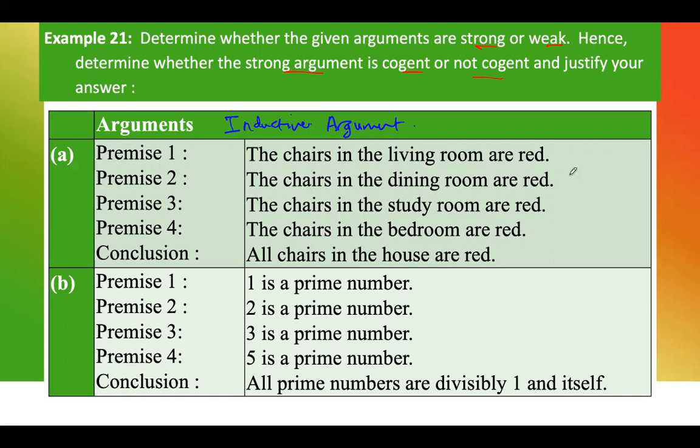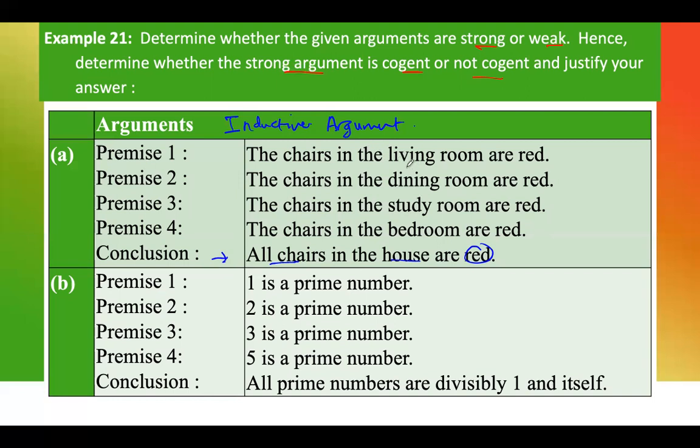The chairs in the living room are red. The chairs in the dining room are red. The chairs in the study room are red. The chairs in the bedroom are red. All the chairs in the house are red. So we look at the conclusion, true or false. The chairs in the living room are all red, the dining room all red, the study room all red, and the chairs in the bedroom also red. So we conclude that the chairs in the house are red.